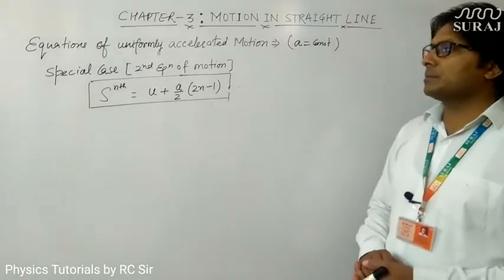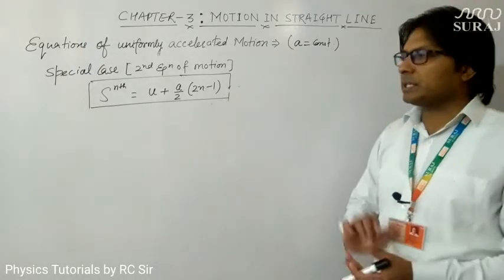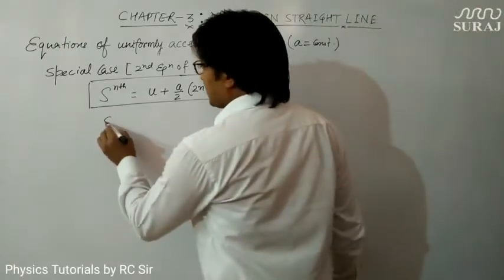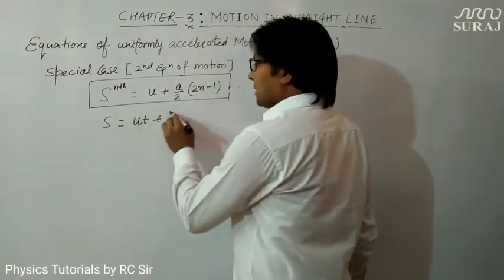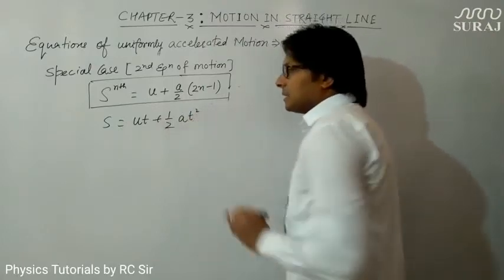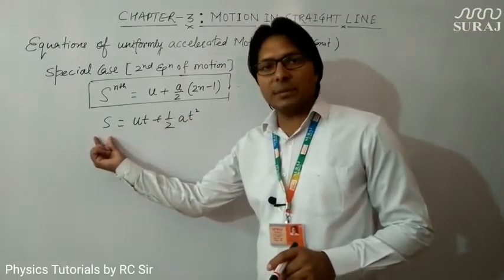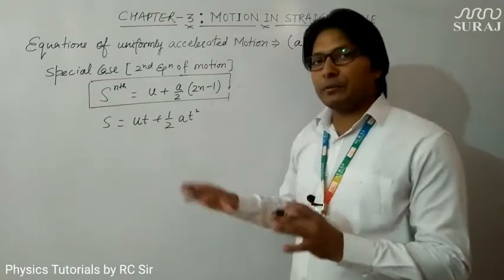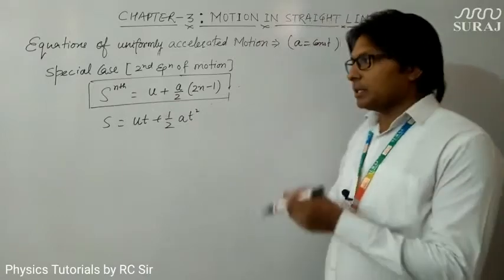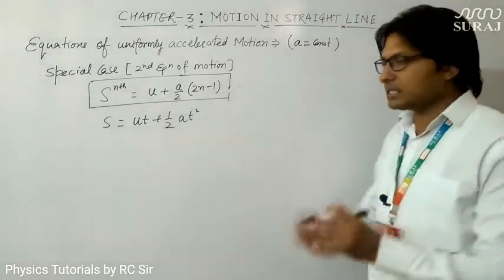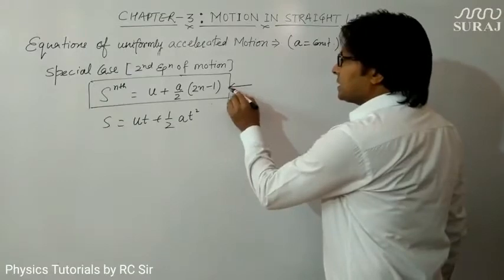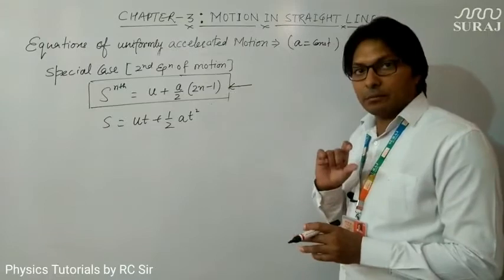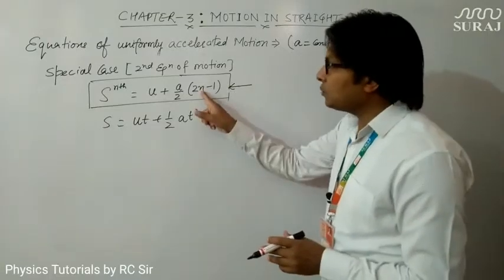So the first question that comes to our mind is how this equation is different from the second equation of motion, which is s is equal to ut plus half at square. Since this equation also represents the displacement, what is the difference between these two displacements? So the simple and clear answer is that this distance is the distance covered by the object in 1 second. But which 1 second? The nth 1 second.